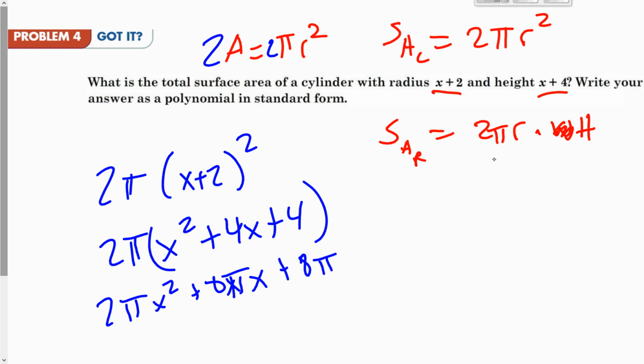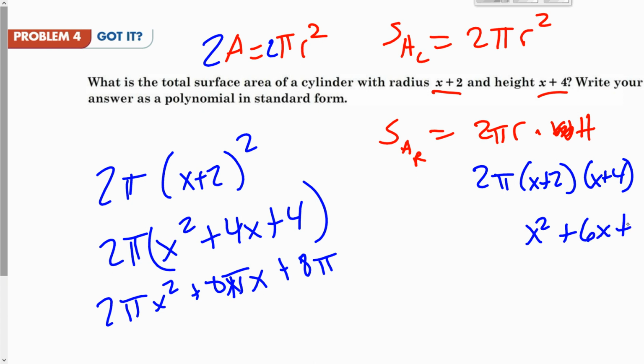This one, multiply 2 pi r. My r is x plus 2, and my height is x plus 4. Same kind of deal here. We have x squared, we're going to get a 6x here, and then plus 8, and then we're going to times that by 2 pi. So we have 2 pi x squared plus 12 pi x plus 16 pi.